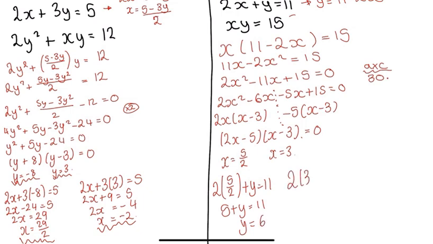And then here I've got 2 lots of x, which is 3, plus y equals 11. So it's going to be 6 plus y equals 11, so y could equal 5. So my answers here would be x equals 5 over 2 and y equals 6, or x equals 3 and y equals 5. So that's the final video within our simultaneous equations series.